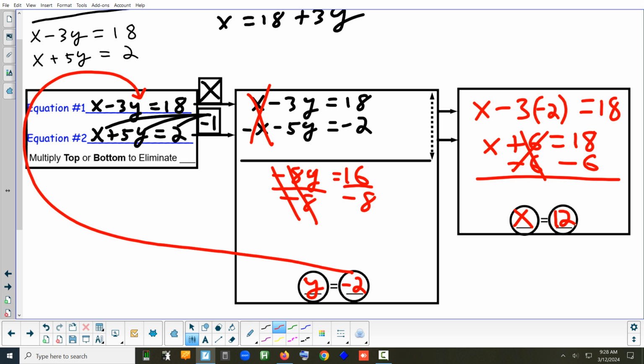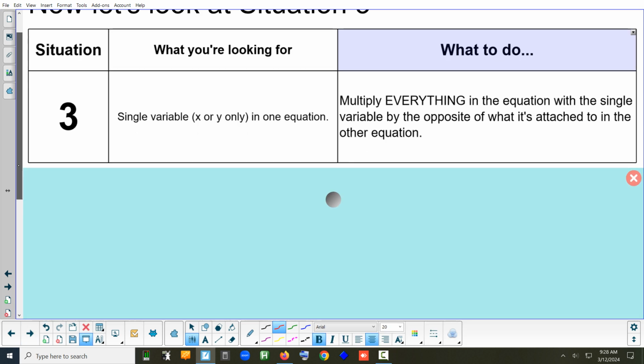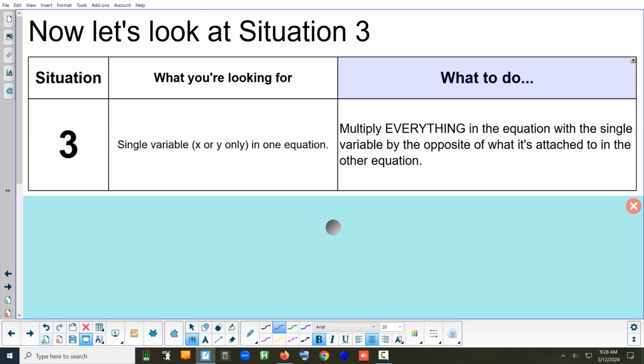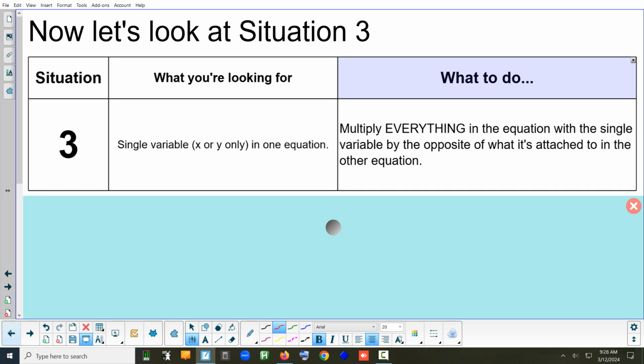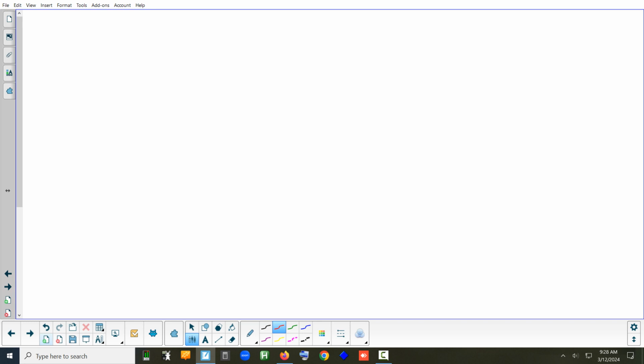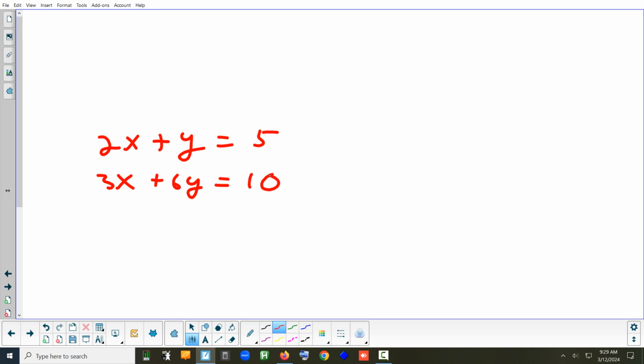All right. So now let's look at another one. This is going to be situation 3. So let me just give you an example of something first. Say we had 2x plus y equals 5. You don't have to write it down. I just want you guys to look at this one. And then 3x, let's say, plus 6y equals 10.